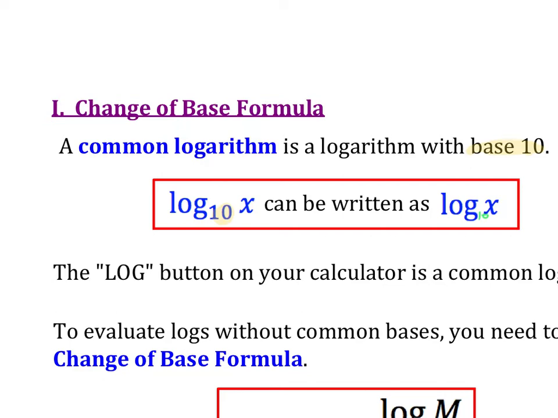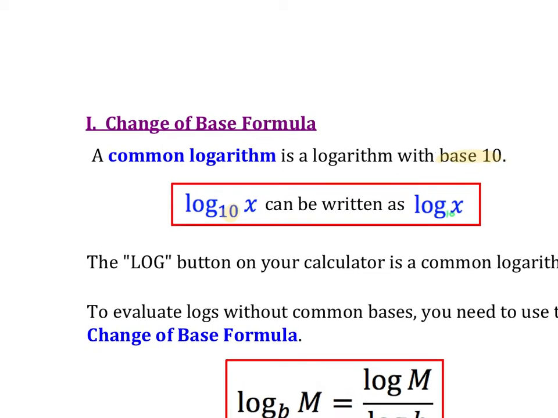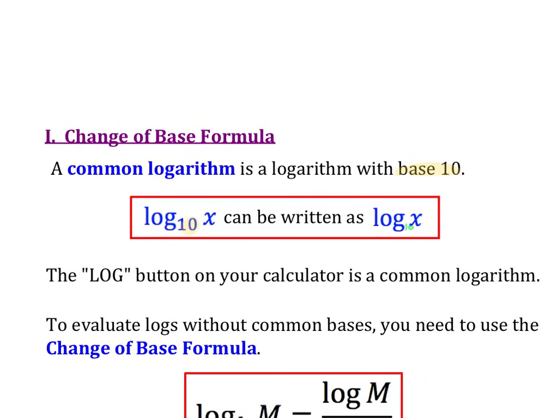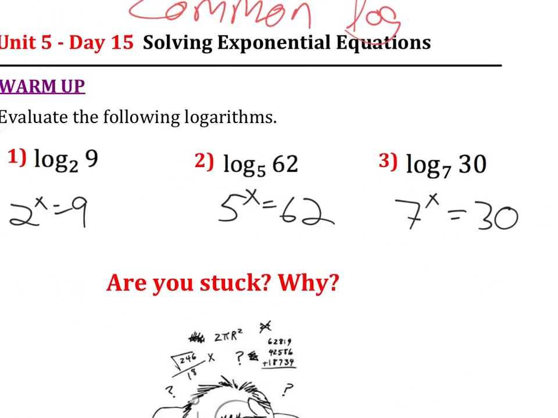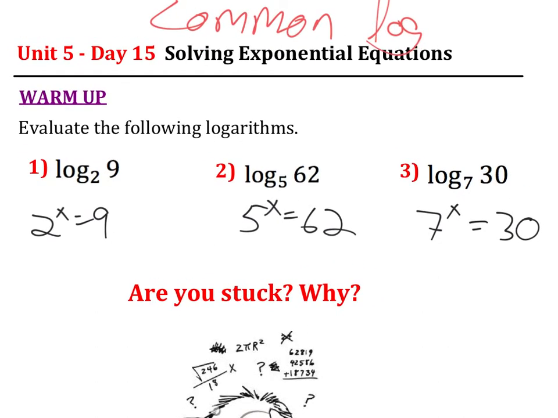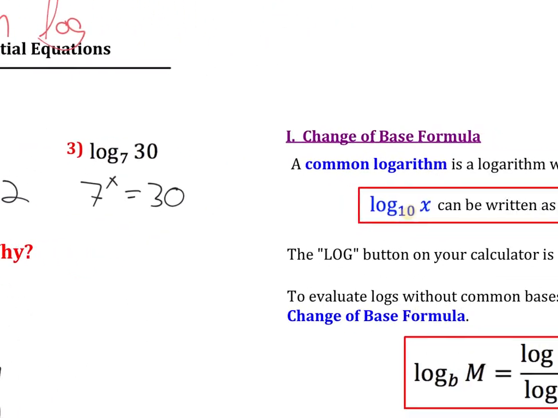Okay? Your calculators, unless you have some of the newer ones, are not smart enough to handle logarithms with different bases. They're only smart enough to do log base 10, common logs. So what we're going to do is learn how we can dumb these problems down to make your calculator understand it. Because these clearly don't have base 10s, right? This is base 2, base 5, base 7. But we're going to rearrange it so that your calculator can do it with base 10.